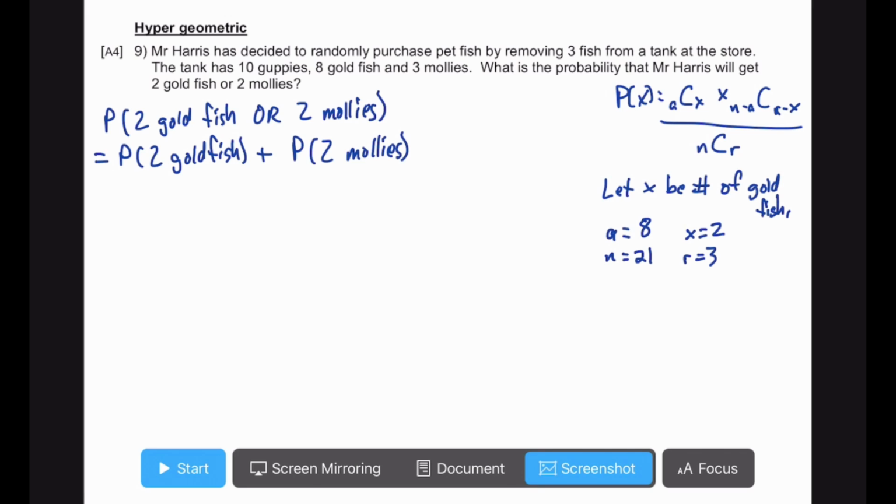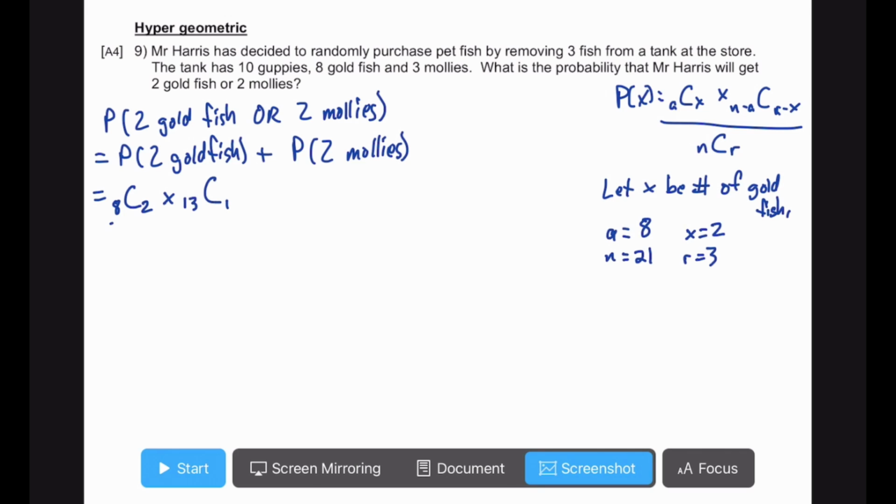Now let's plug those numbers in and see what we get. So we're just working with the left side of the equation to start here. So A choose X, so there are 8 possible goldfish, and we are finding the probability of choosing 2. How many are there left to choose from? Well, there were 21 total. We've already eliminated all the goldfish, 8. So 21 minus 8 gives us 13. Choose R minus X, how many trials did we perform? Well, R was 3, X is 2, 3 minus 2 is 1.